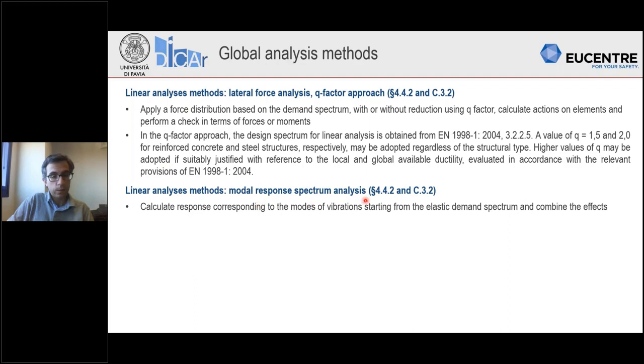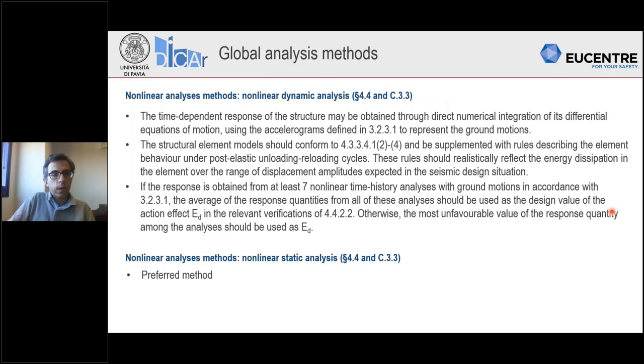Regarding the modal response spectrum analysis, you are required to calculate the response corresponding to the most important modes of vibration, starting from the elastic demand spectrum and then combining the effects. Moving to the nonlinear analysis methods, we can discuss firstly the nonlinear dynamic analysis. This consists in calculating the response of the building, directly integrating the equation of motions of the building subjected to a set of ground motions.